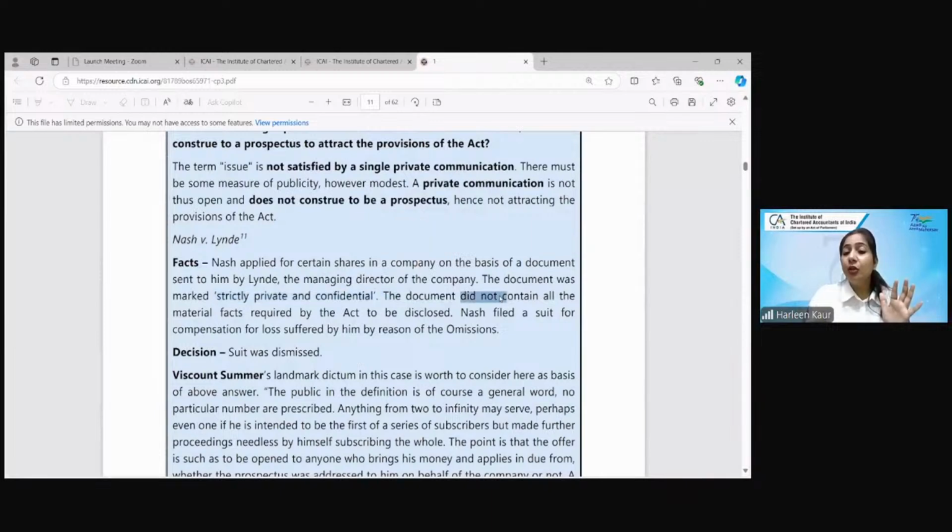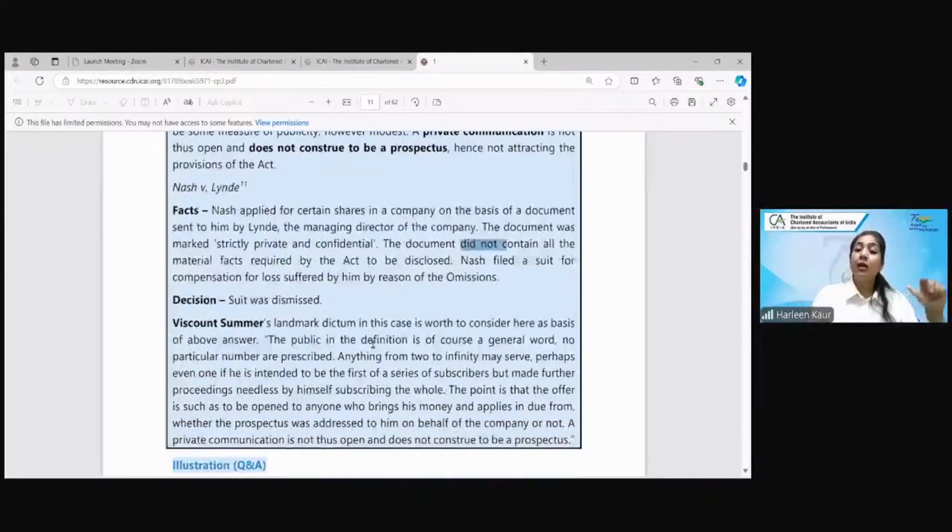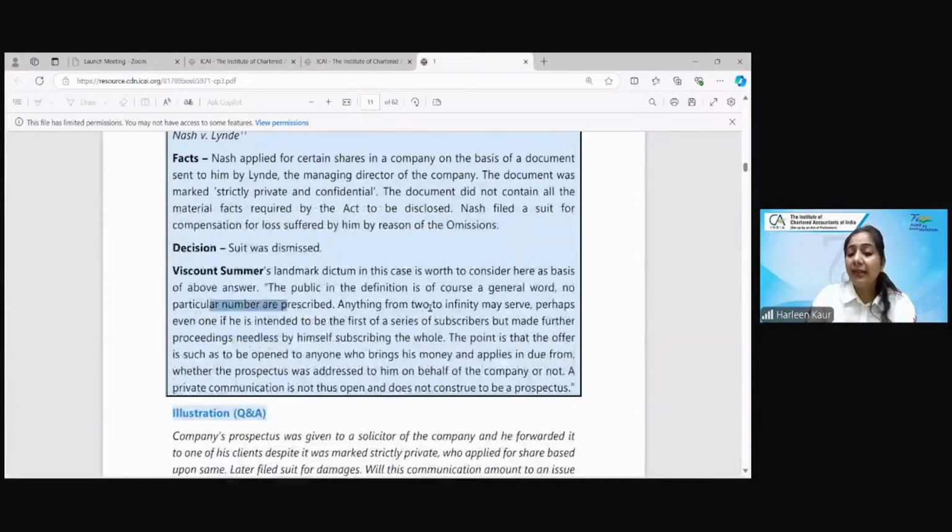This document did not contain all the material facts. Later on he said that since it did not contain all the material facts, liability should arise. I will ask for compensation. So here the suit was dismissed. It says it's not a prospectus. The word public means it is not in general. Anything which is happening between two people or two subscribers will not cover the whole of the people. Here the point is that the offer was open to anyone who brings his money and applies. Then only it becomes a prospectus.